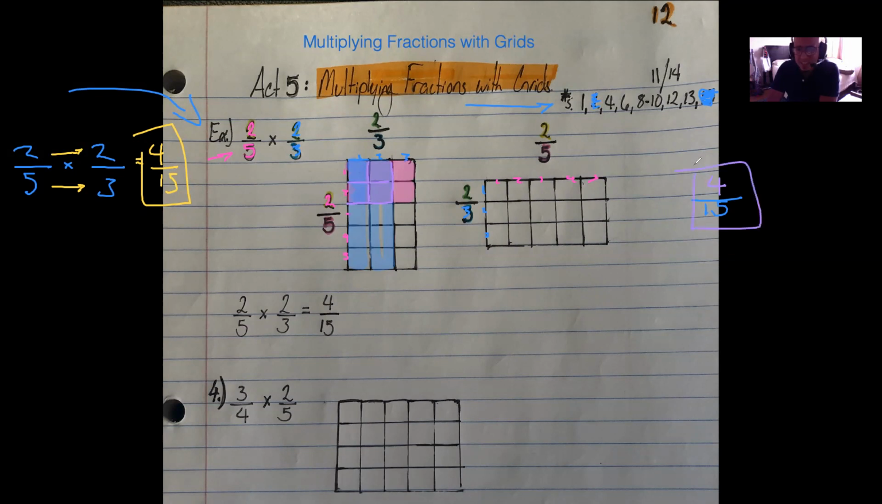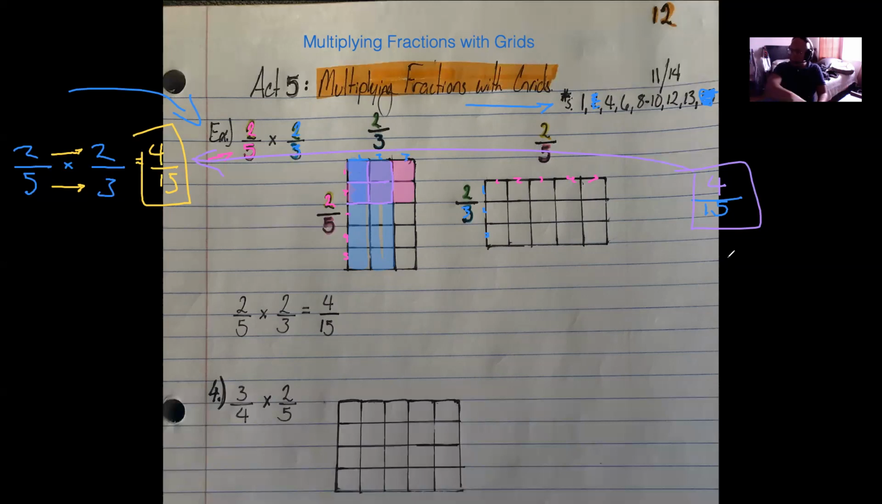Wait, isn't that the exact same thing that we got over here? 4/15ths, 4/15ths. And so what you're seeing, ladies and gentlemen, is that whenever I make a grid using fractions and I shade in according to what the fractions tell me, what we're going to have overlapping is going to be the same as if I had multiplied those 2 fractions.